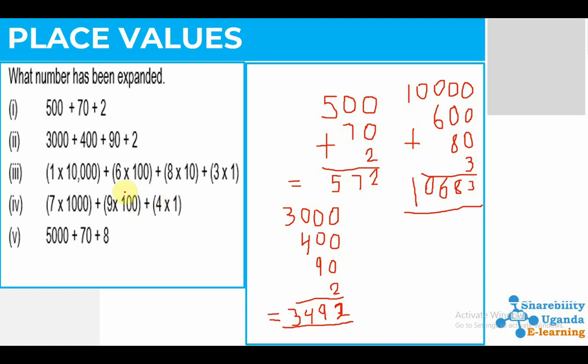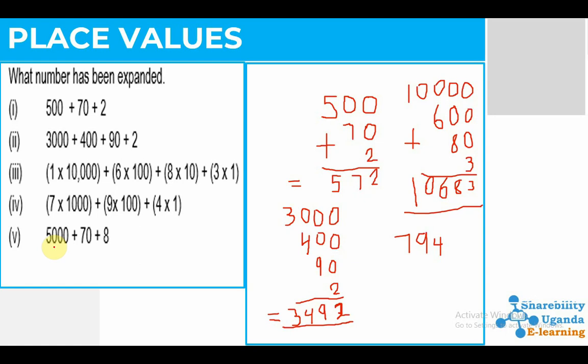So we can also find out this. Okay. So what is 7 times 1,000? We get 7,000. This is 7,000. Okay. What is 9 times this? We get 900. What is this? 4 times 1. You get 4. Okay. So this is the number that was expanded.